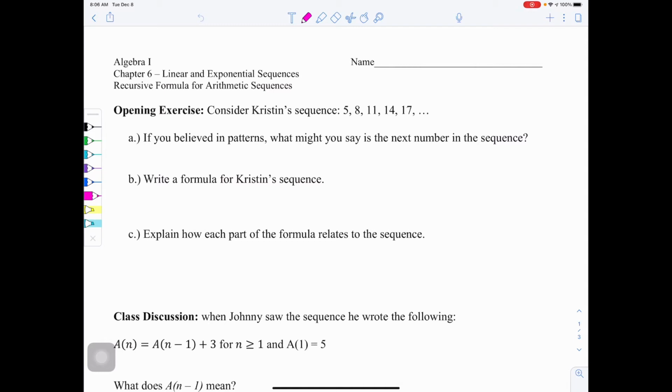Our next lesson is called the recursive formula for arithmetic sequences. At this time, please pause the video and try the opening exercise. When you're ready to go over the answers, you can resume the video.